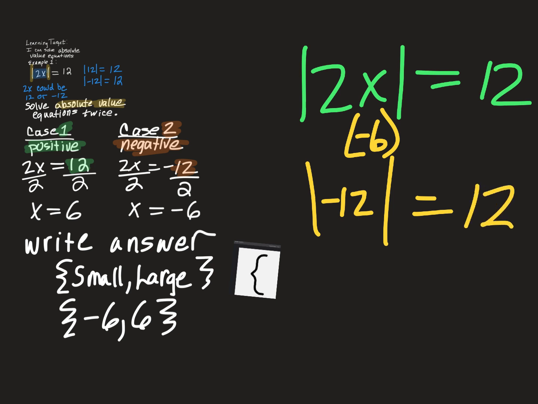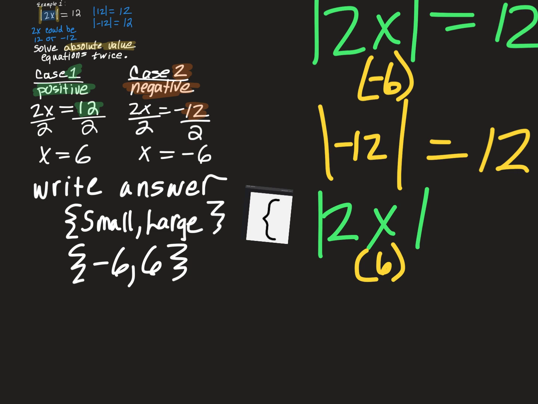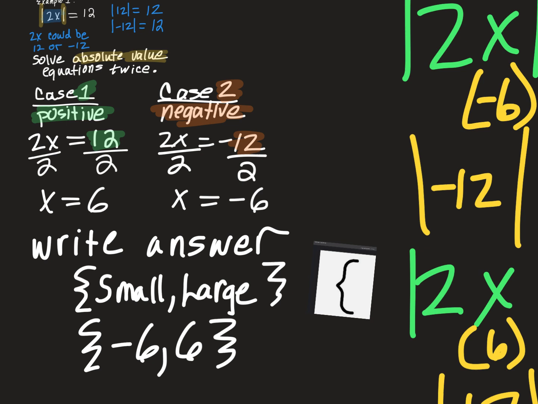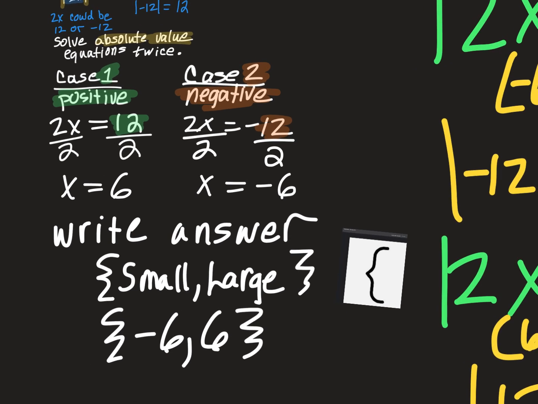12. What if I do, instead of 2 times -6, I do +6? What's 2 times +6? 12. What's the absolute value of 12? 12. See, that was a trick question. So see how you take both answers and substitute them in there, and it makes the equation true. Because absolute value could have been a positive or a negative number, that's why you have to solve each of them twice. What's inside the absolute value bars does not change. A lot of kids think, oh, I need to make it positive or whatever. You don't need to do that.